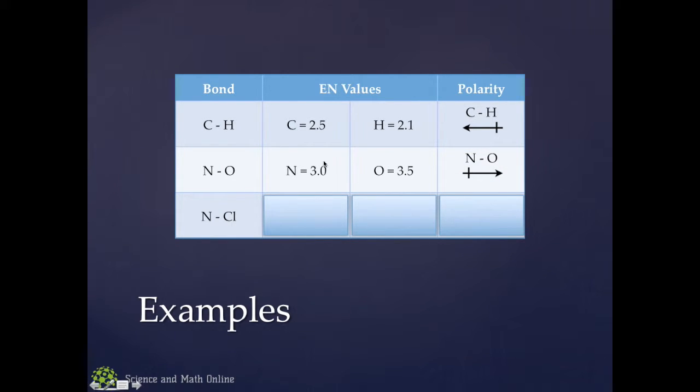And then finally, nitrogen and chlorine. They're both 3, so we would say nonpolar. Usually people just write NP. NP is understood to be nonpolar. All right, so that's the polarity on a bond.